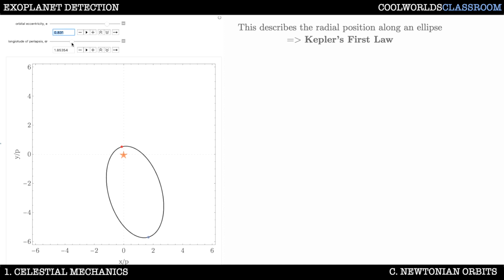The position of closest approach is known as periapsis, and so we can now understand why curly pi is called the longitude of periapsis. It's just the reference angle by which we are rotating this ellipse around. The opposite point, denoted by the blue dot, is known as apoapsis. That's the most distant point in the orbit. Now, notice how the Sun isn't at the center of the ellipse. It's offset at one of the foci, just as Kepler told us.